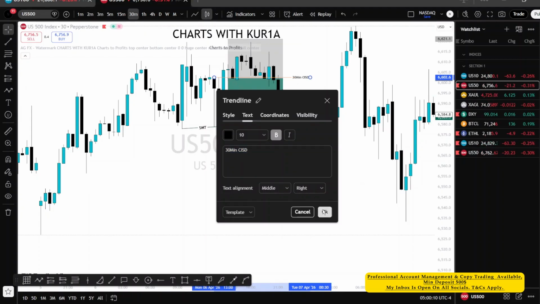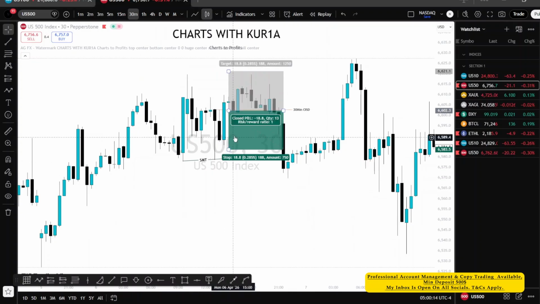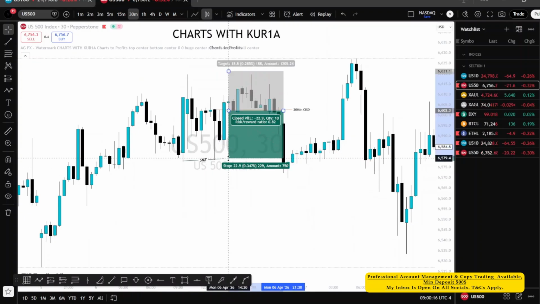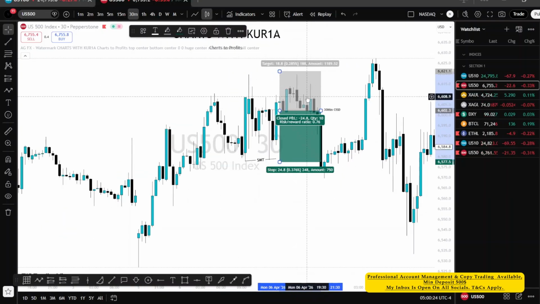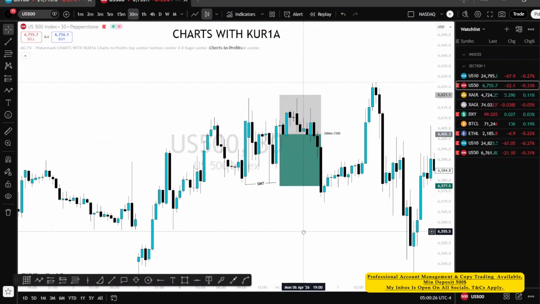30-minute CIST. Then as soon as that happens, I place my low just below this low, because this is a protected low. You see, it formed a higher low, so I do not expect to see price coming back to sweep that low.